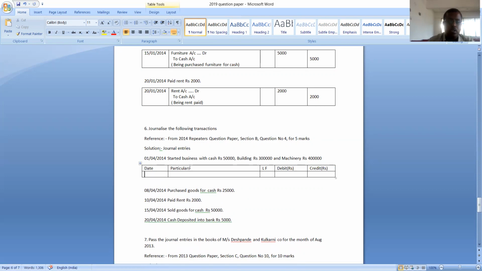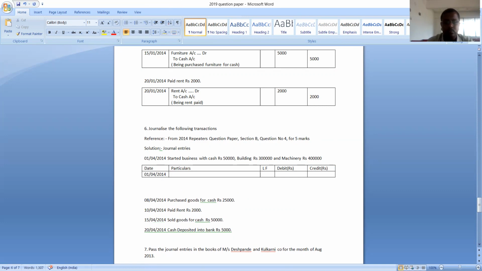Okay, let us pass the journal entry for the transaction which is dated 1st April 2014. What is the transaction? Let us analyze the transaction first. It is started business with cash rupees 50,000, building rupees 3 lakhs, and machinery rupees 4 lakhs. Here clearly 3 accounts are visible. One is cash account, another one is building account, and third one is machinery account.